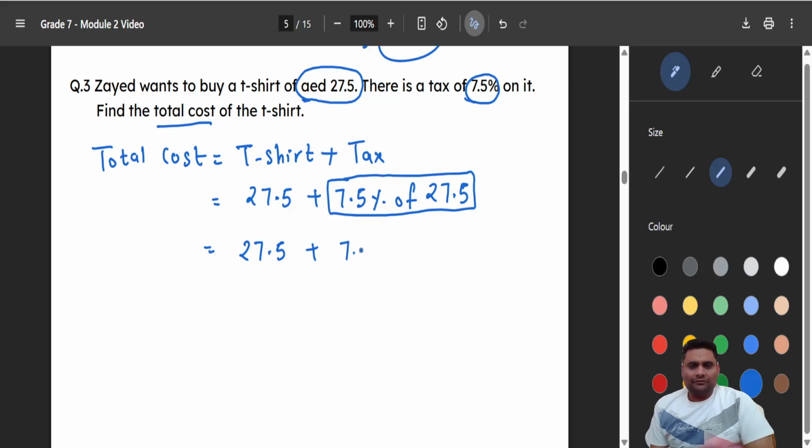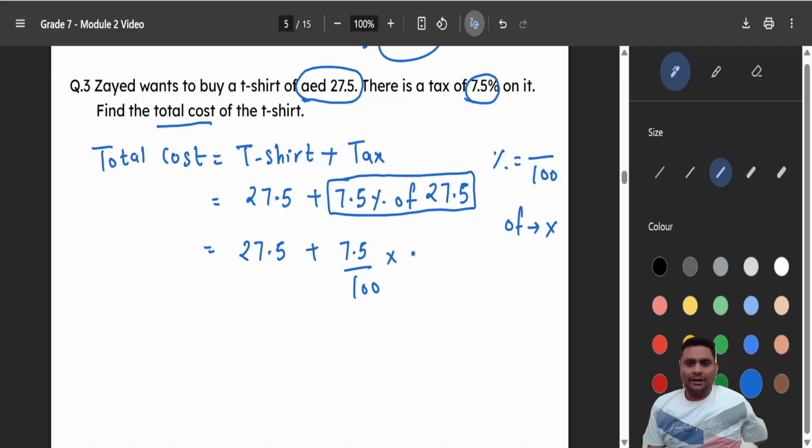So 7.5 over 100. Why? Because percent means taqseem 100, of means multiply. Yes, so of means multiply 27.5. Now we have to solve it.